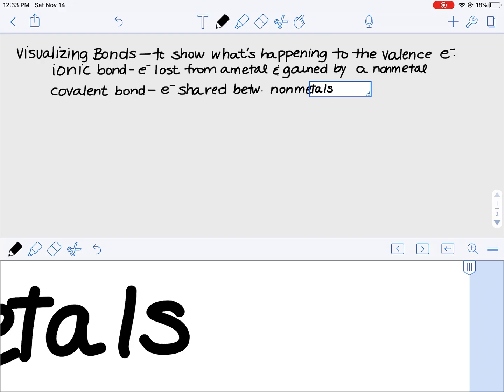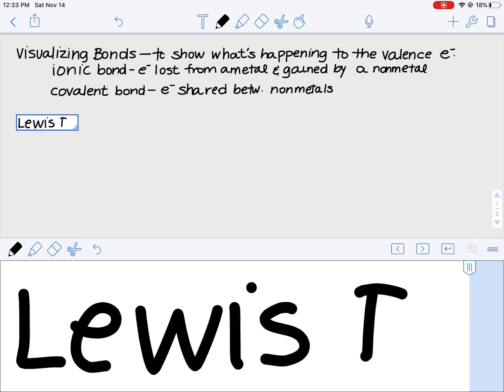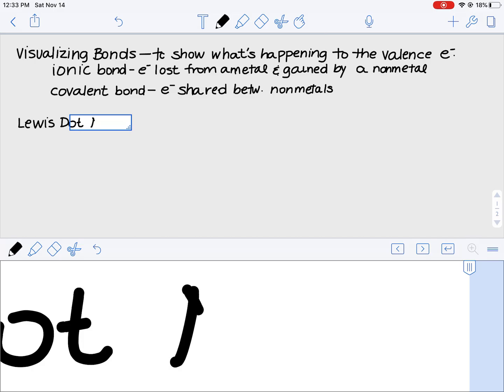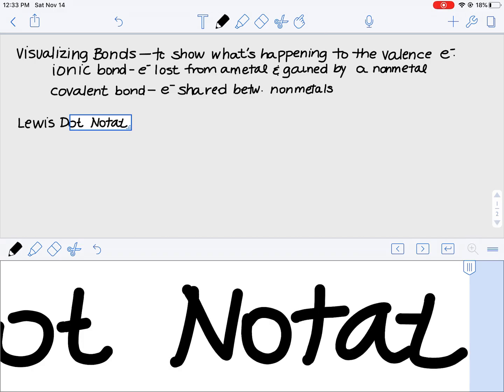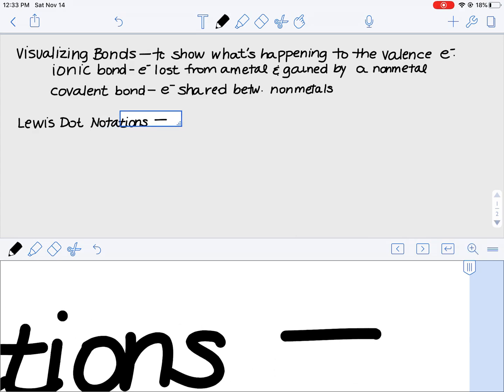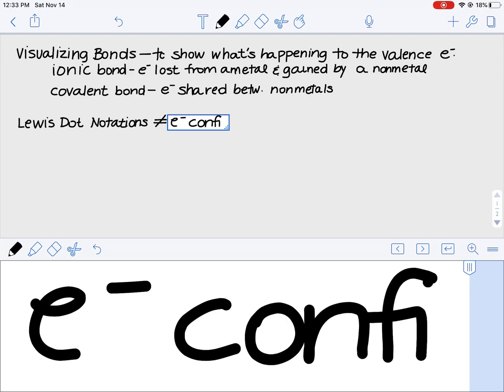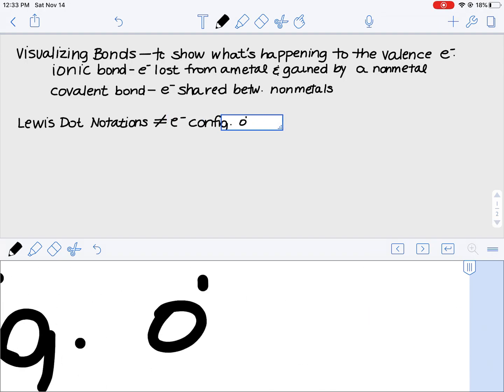Thinking back to the atomic structure unit, we learned about the electron configuration dot notation, where we were showing the valence electrons of an atom. As we visualize these ionic and covalent bonds, we are going to use Lewis dot notations. They are not the same thing as the electron configuration dot notation.